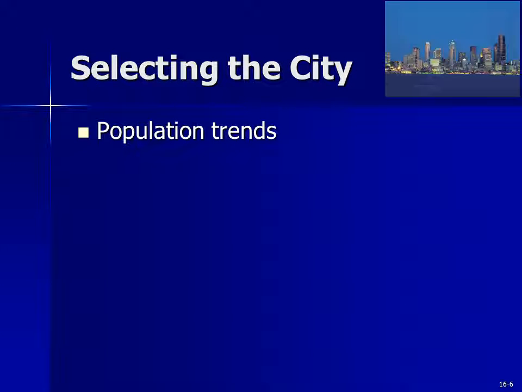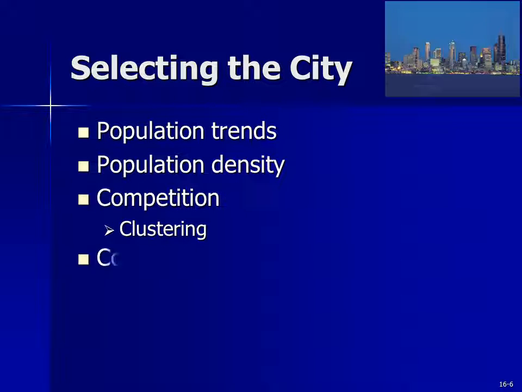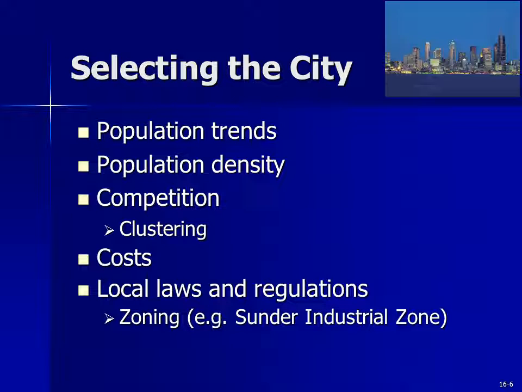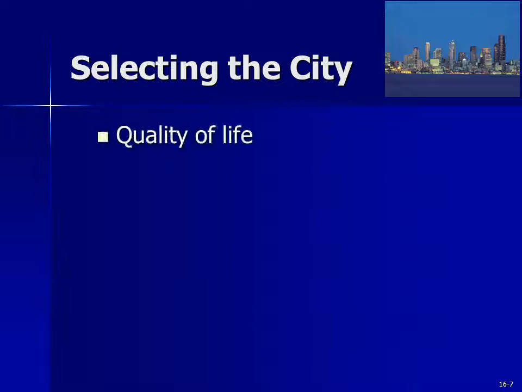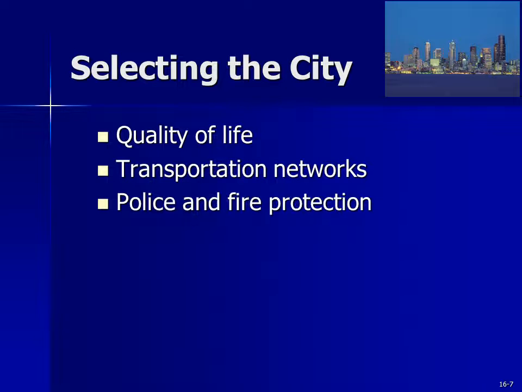Then selecting a city. After selecting a state, you have to select a city. You have to see the population trends, population density, competition, clustering, cost, and local laws and regulations, like zoning. This is an example of Sundar Industrial State. In selecting a city, you have to consider these factors: compatibility with community, quality of life, transportation networks, police and fire protection, public services. These are the factors that you should keep in mind from your exam point of view and from your career point of view as well.